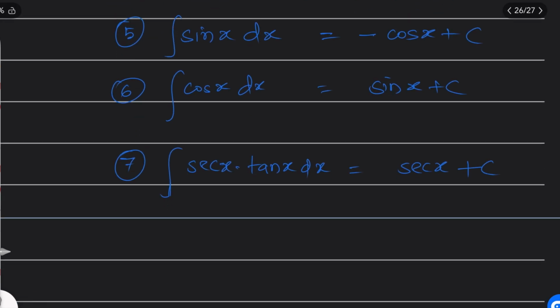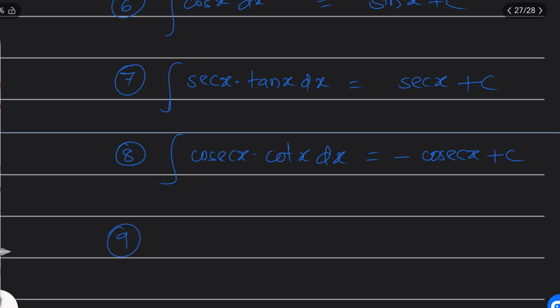Now, the integration of cosec x cot x is what? The integration of cosec x cot x is minus. Why minus? Because the differentiation of cosec x was minus cosec x cot x, but here minus is not present on the left side, so I will have to give it on the right side. What is that? Minus cosec x plus c.